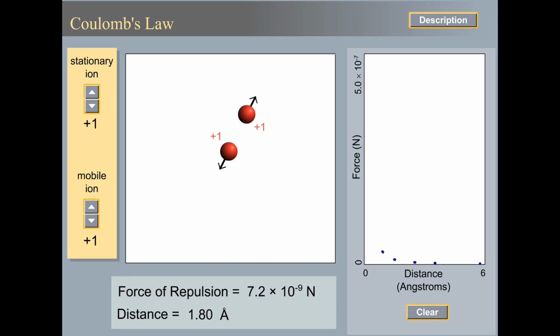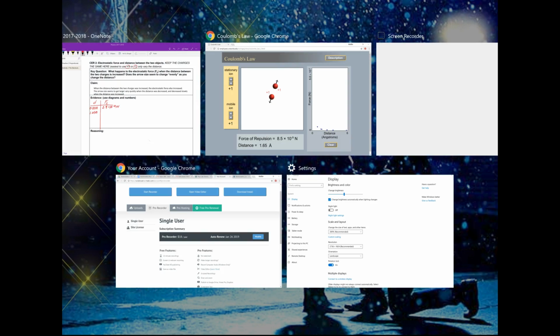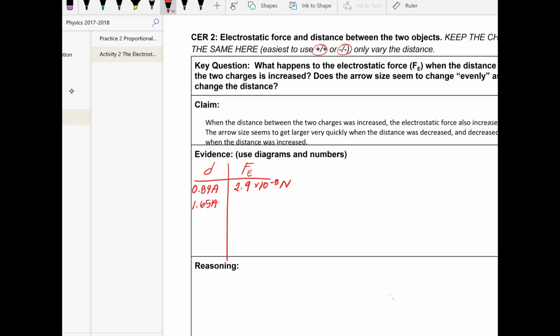Okay, so maybe we'll pick 1.65, and we'll use the force of repulsion at 8.5 times 10 to the negative 9. So let's go put that in our table. So I'm just writing our information here. Let's see. We had 1.65 angstroms and 8.5 times 10 to the negative 9.